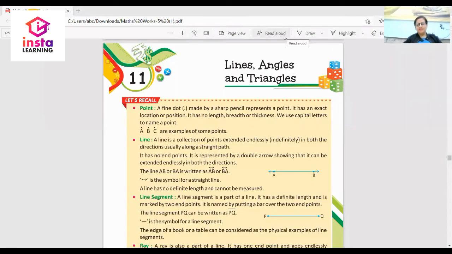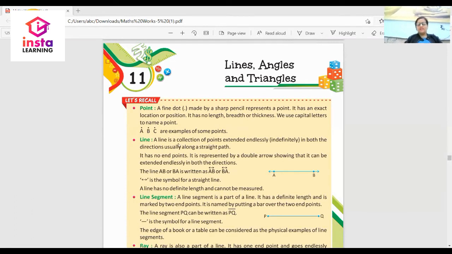Students of class 5th, here your math teacher Aarti Kalra is going to teach you chapter number 11, lines, angles and triangles. So you know what is a point. A point is the representation of a dot. It tells the exact location and position. It has no length, breadth and thickness, and we can use a capital letter to name the point. A, B, C are examples of points.